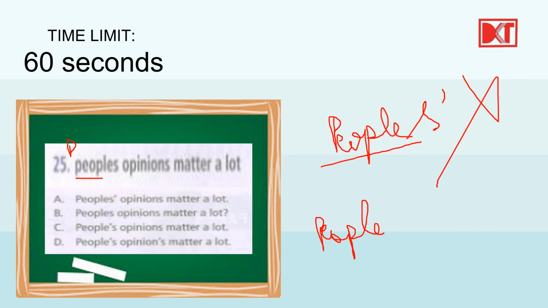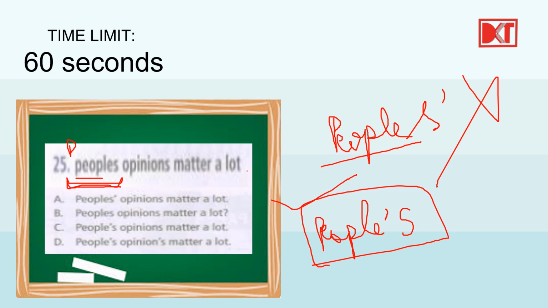So to make the possession, like the opinion of people, here we will be using apostrophe after E. Be very careful in this one. People is already plural. Don't make the mistake of thinking that people's is plural. Alright. So this one, people's opinions matter a lot. That's it, full stop. The only tricky part was here in people. Alright. So the correct answer is here, C. People's opinions matter a lot.